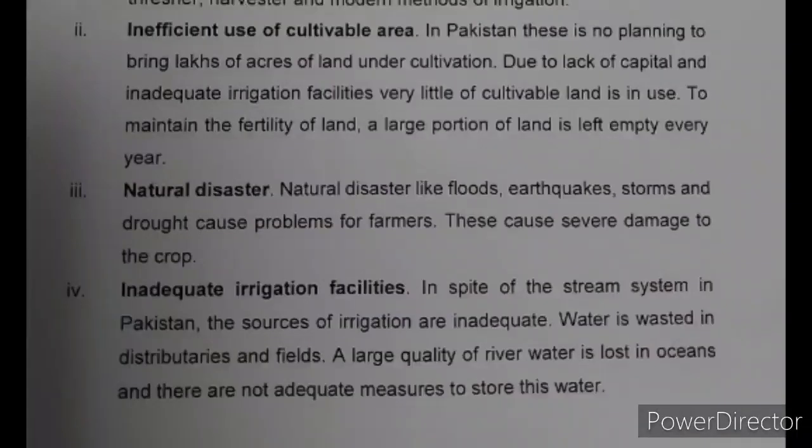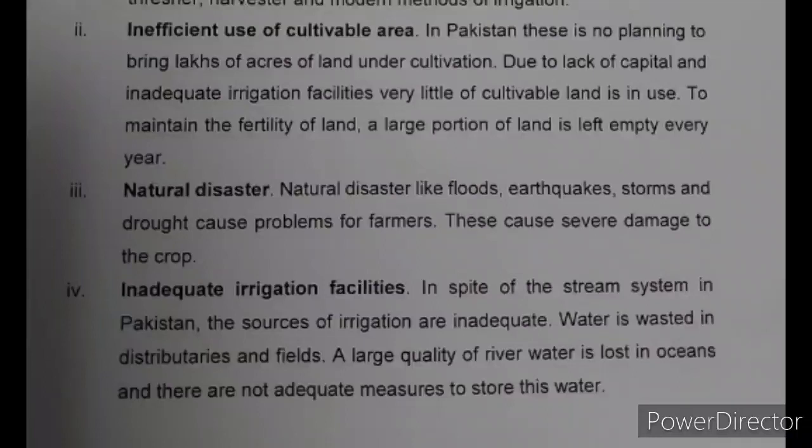Number two is insufficient use of cultivable area in Pakistan. There is no planning to bring lakhs of acres of land under cultivation due to lack of capital and inadequate irrigation facilities. Very little of the cultivable land is in use. To maintain the fertility of land, a large portion of land is left empty every year.